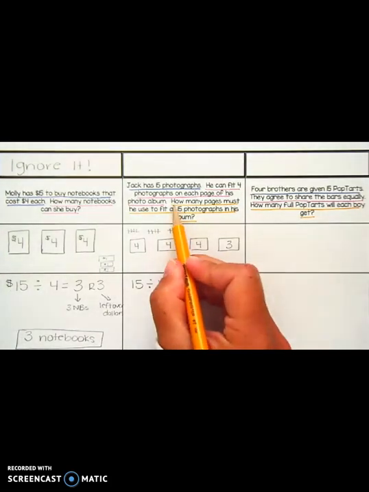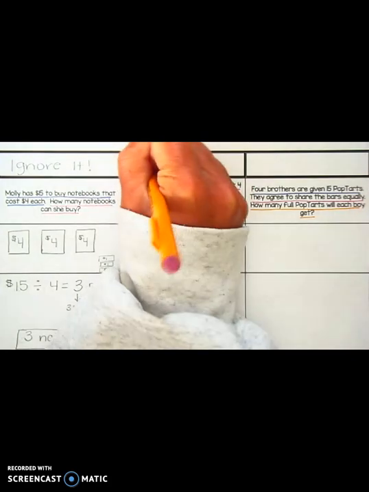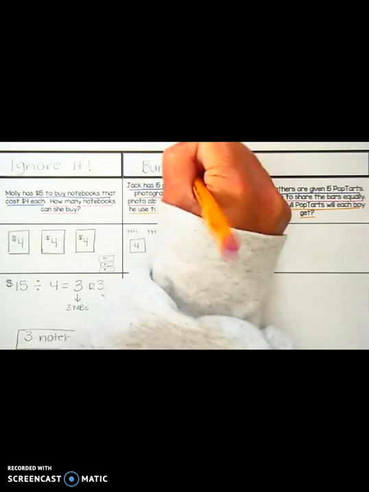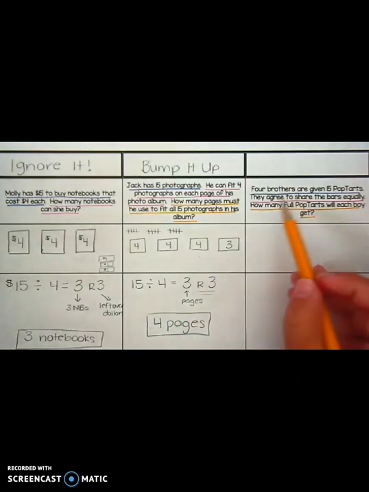Now the question sentence says, how many pages must he use to fit all 15 photographs in his album? Well, now I can see that I needed not just the 3 full pages, but a 4th page. So this means I do need to use that remainder by bumping it up. This is a bump it up question. And I need to answer that by saying he needs 4 pages, because I take those 3 full pages and bump it up to be 1 more group.